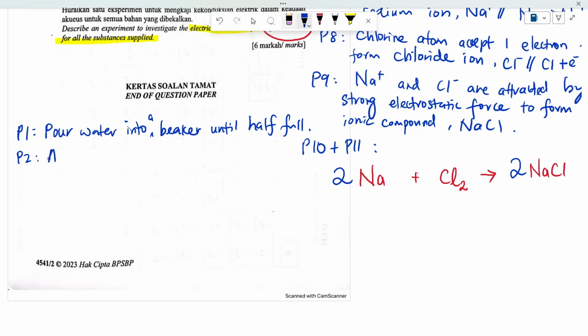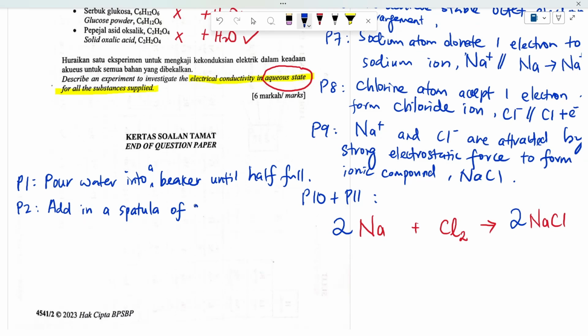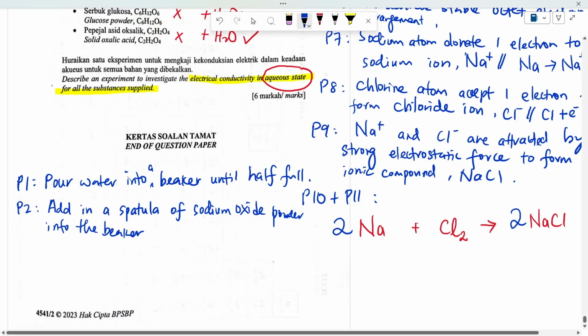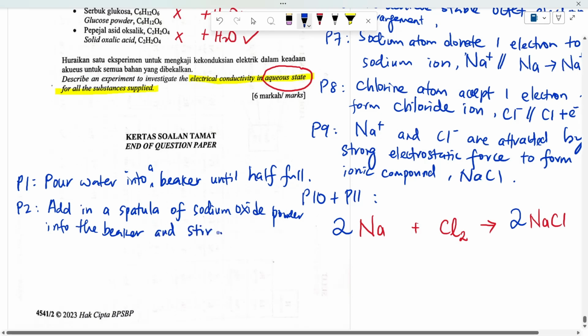Okay, we can add in a spatula of one of these, you choose one first. Sodium oxide, let's say. Add a spatula of sodium oxide powder into the beaker, and stir it. Next, after that, point number 3.